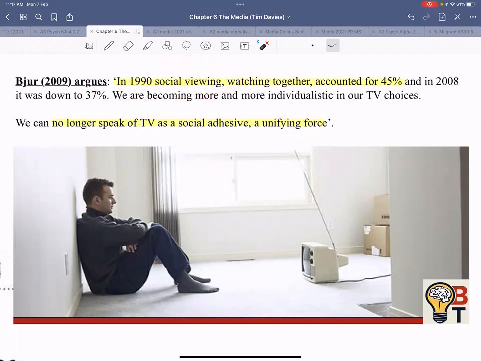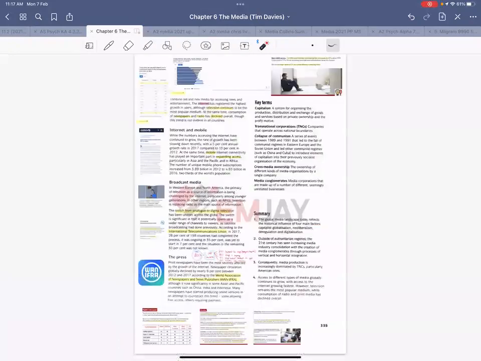In the 1990s, the idea of social viewing was there. Today, even children have their own sort of separate platform. Even there you see divisions: a 7-year-old, a 4-year-old and a 12-year-old will have different interests, and they all want to watch their own shows. So this entire idea of social viewing can be questioned today.